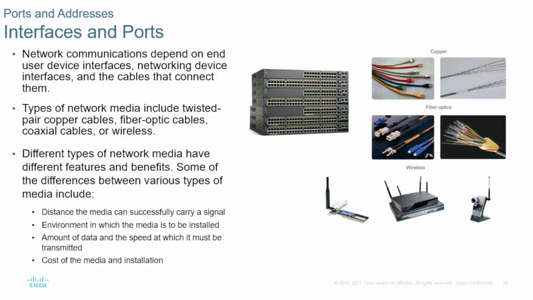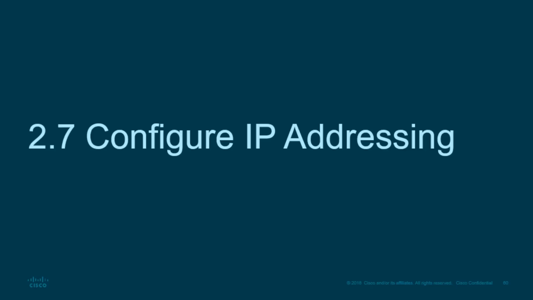Now, let's talk about network media, the wired or wireless connection that links end-user devices to the network. End-user devices rely on media like Ethernet cables, fiber optics, and Wi-Fi to send and receive data. Each type of media has its own benefits and limitations. For example, copper Ethernet is reliable and cost-effective over short distances. Fiber offers high speed and long-distance performance, and Wi-Fi provides flexibility but can be affected by interference and range.